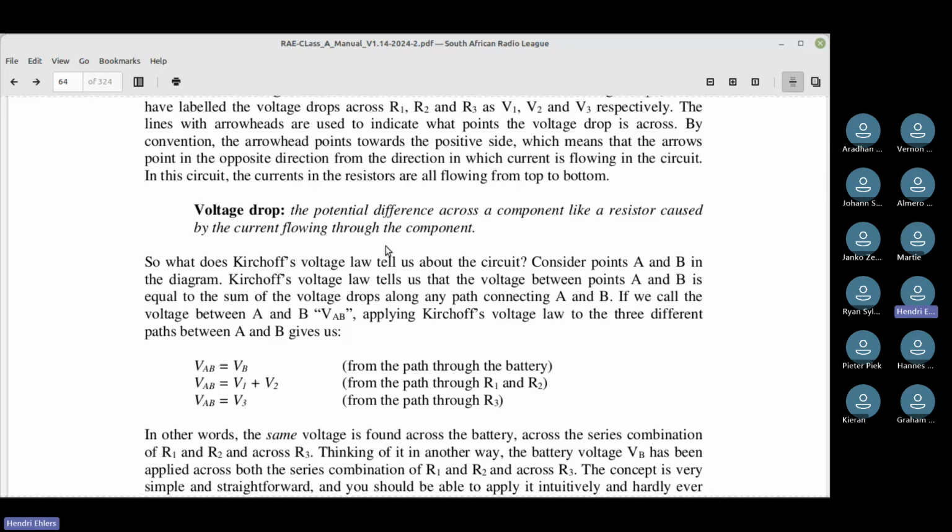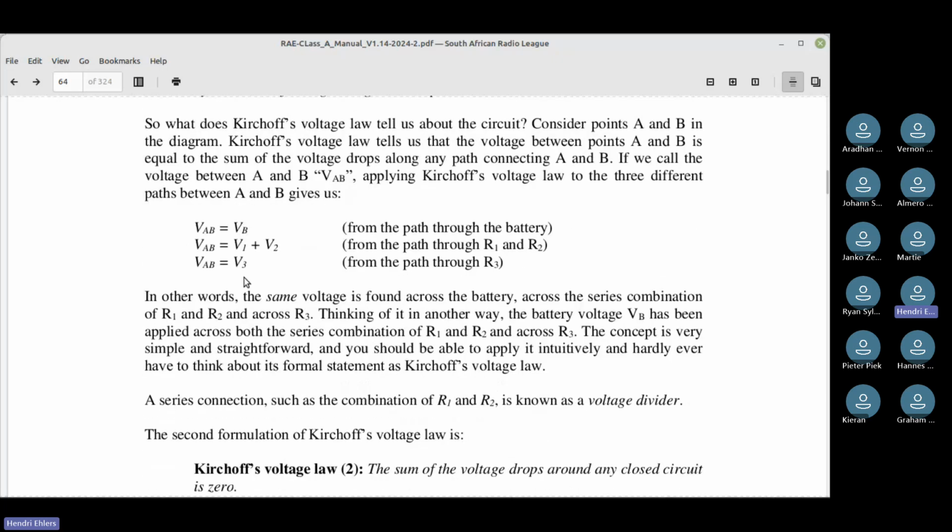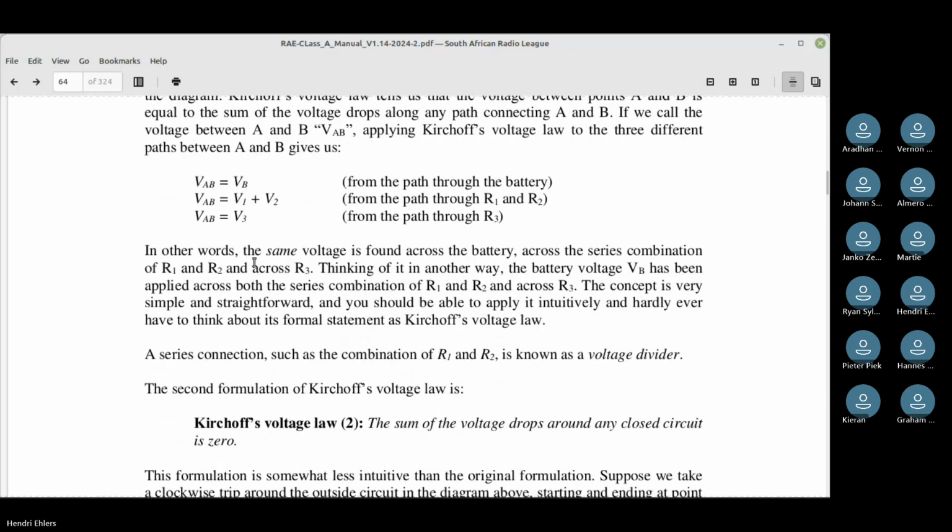Right, the potential difference across a component like a resistor is caused by the current flow through the component. Okay, so we know that V equals IR. So the voltage through a device is directly proportional to the current times the resistance. So if any one of those change, the voltage will change. Okay, look, you know what? It's very difficult to consider these things without numbers in them, because once we start to calculate them, it will make a lot more sense.